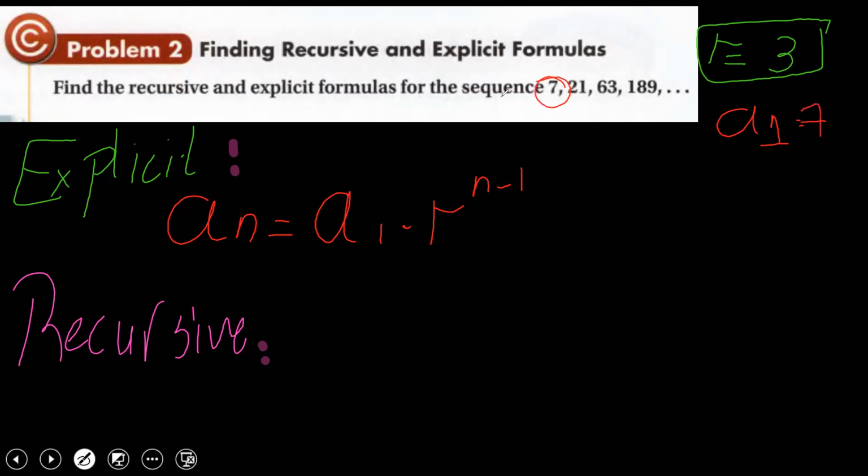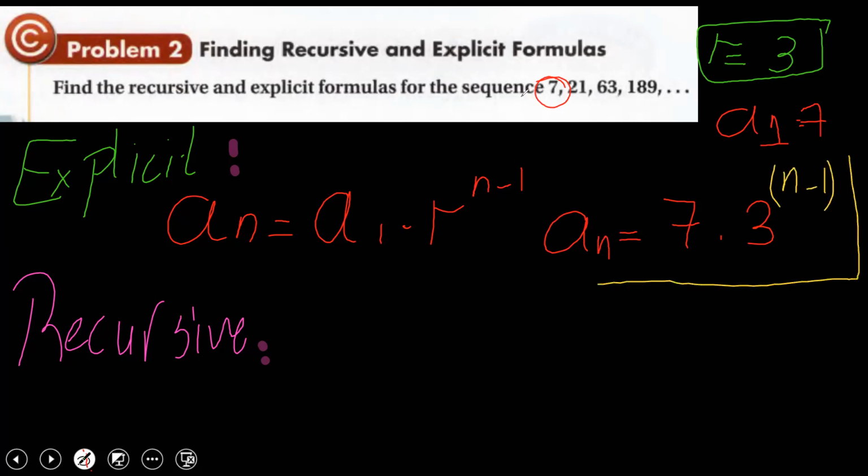So, can I write it now? Yes. I will say that a sub n is a sub 1, which is 7, times r, which is 3, raised to the power n minus 1. This will now be the explicit formula.